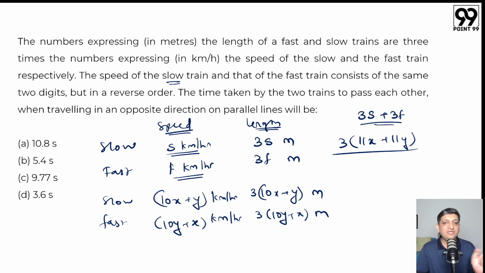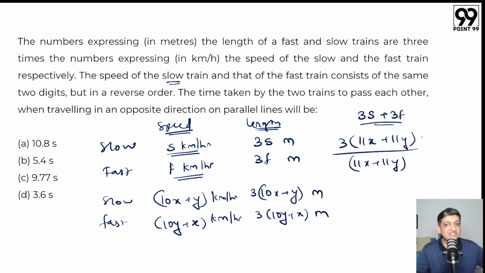Distance divided by speed is going to give us the time. What is the sum of the speeds of these two trains, because they are traveling in opposite directions? In the opposite direction, the relative speed is going to be the sum of the two speeds. So 10x plus y and 10y plus x is going to be 11x plus 11y. This is what we are going to get.